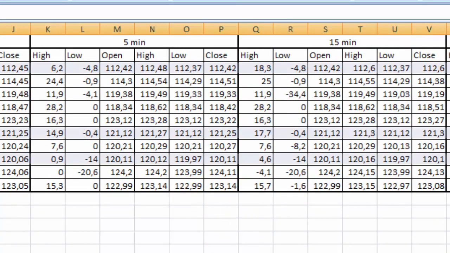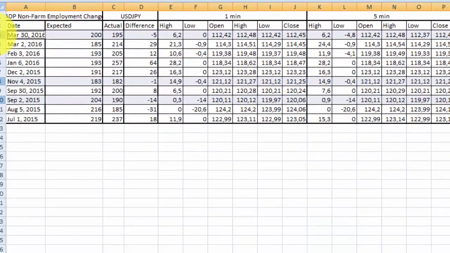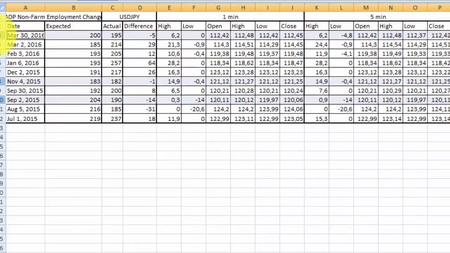To use this pattern, you should open a call when you see that the ADP non-farm employment indicator is negative, but the difference is below 15,000.